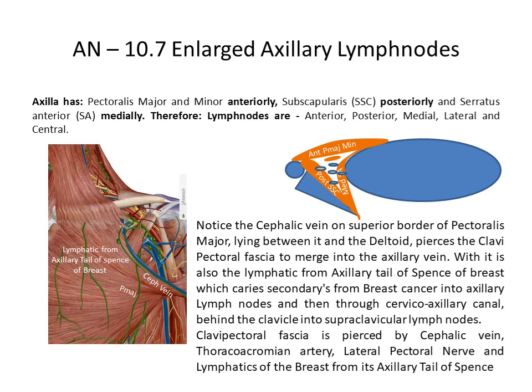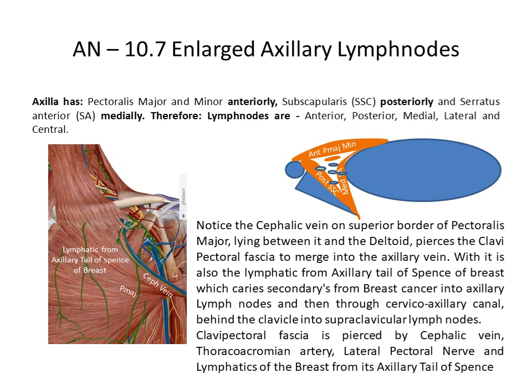Then we look at what causes enlargement of axillary nodes. Basically, it is carcinoma of the breast. Also, any infection in the upper extremity can also cause their enlargement. So, what are the axillary lymph nodes? Axilla has pectoralis major and minor anteriorly, subscapularis posteriorly and serratus anterior medially. Therefore, the lymph nodes can be anterior, posterior, medial, lateral, and central.